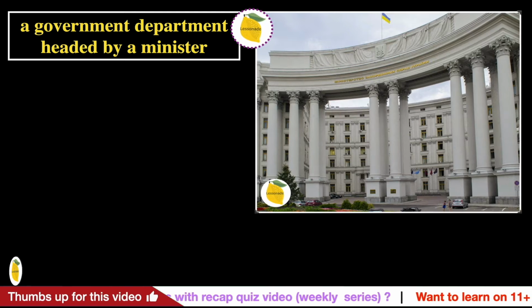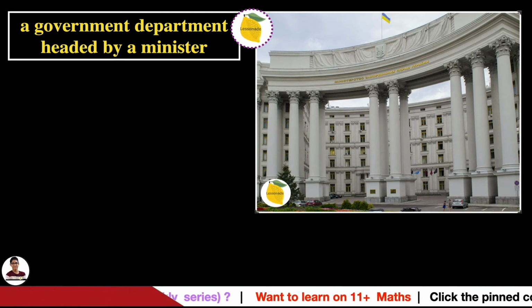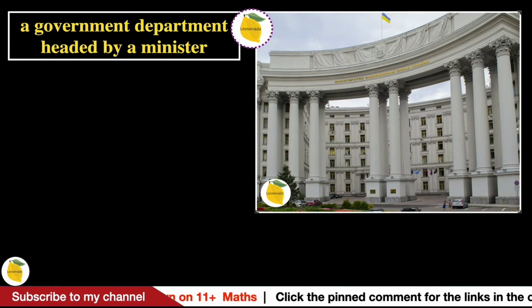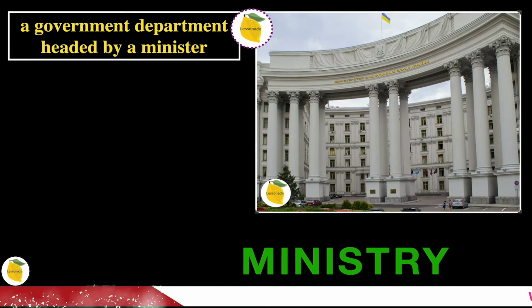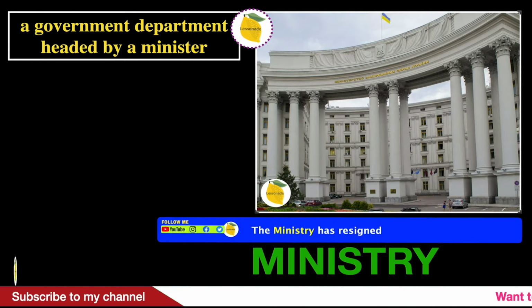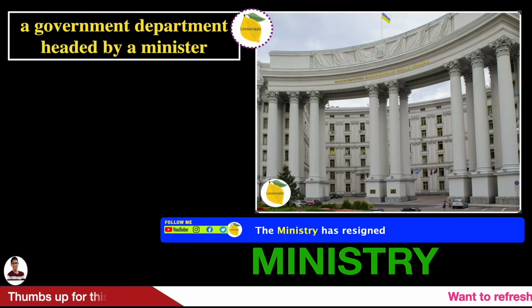The next definition we have is a government department headed by a minister. In this picture, we can see a government department that is obviously headed by a minister, and therefore the word will be ministry. And the sentence for this word is, the ministry has resigned.